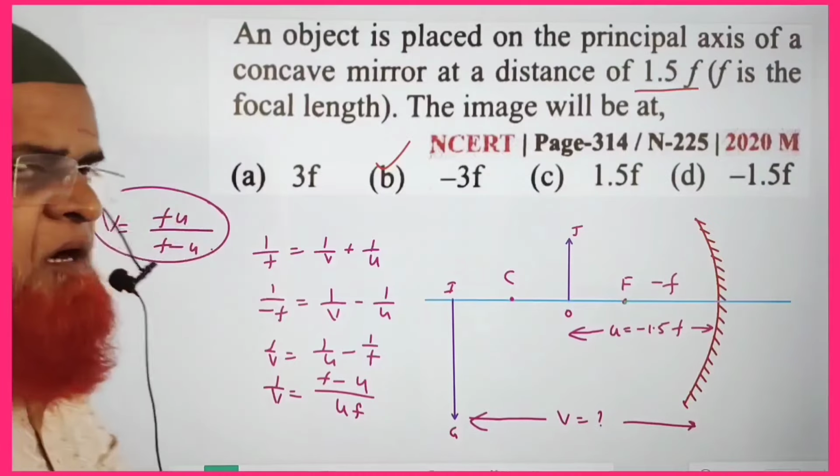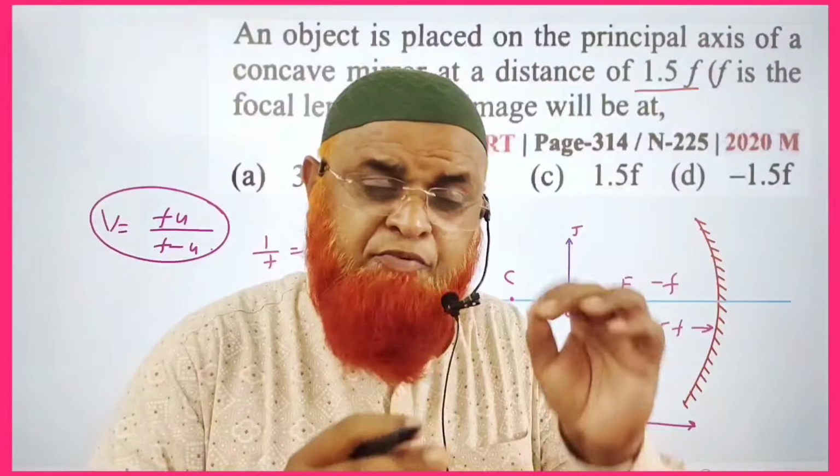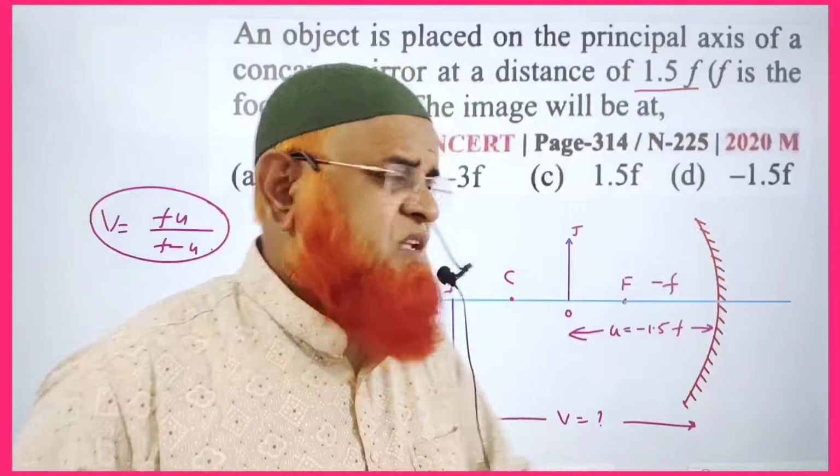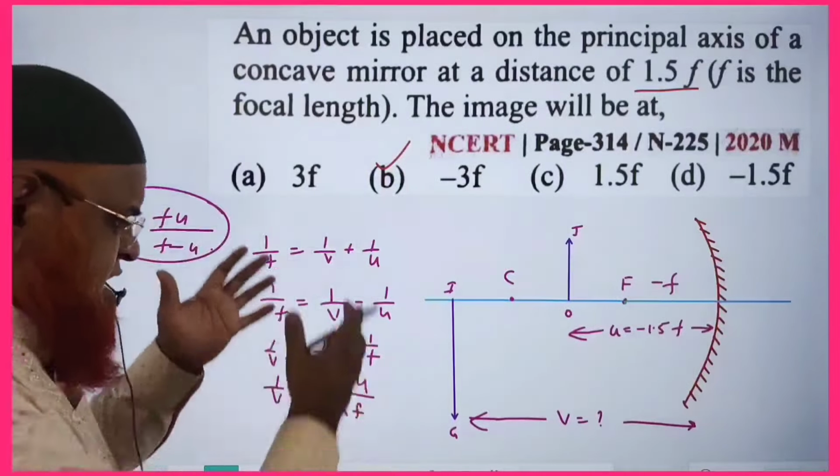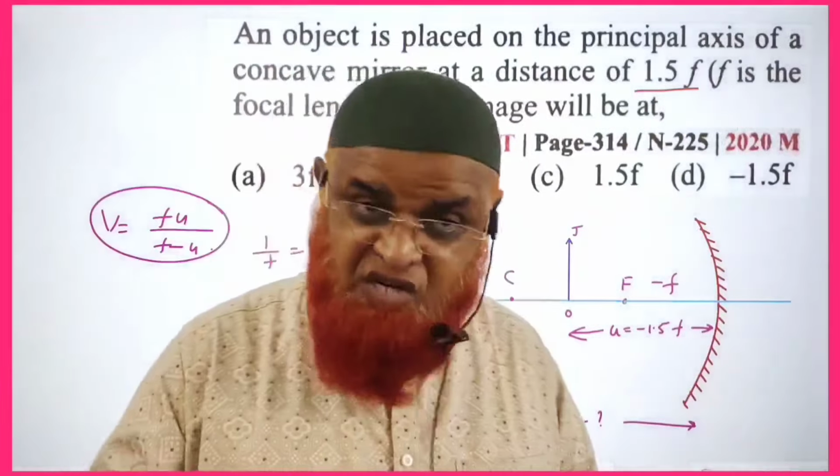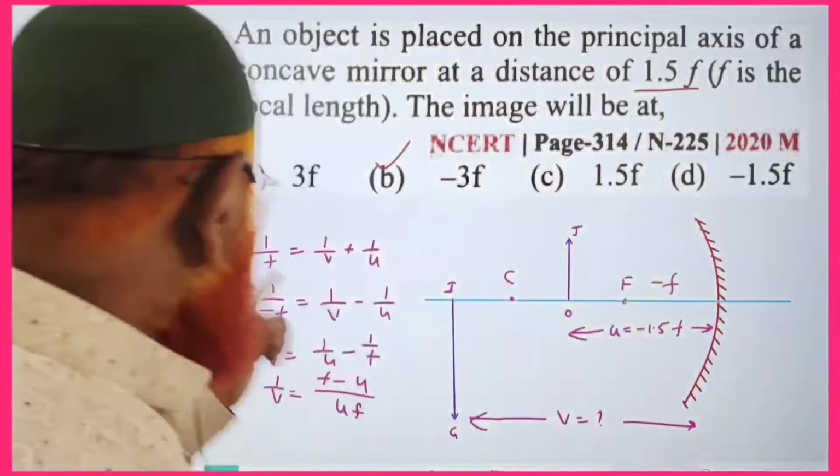This is going to be our shortcut formula. Whenever you want to find out the problems of this type, you can just remember this formula. You need not write all the process and sign conventions. You can just write fu by f minus u. You'll be getting the answer directly in a super simple way.